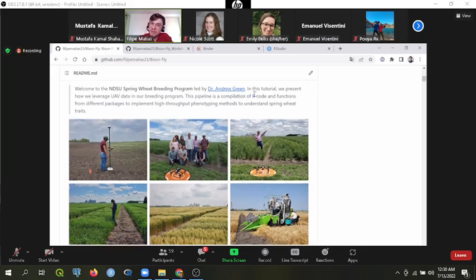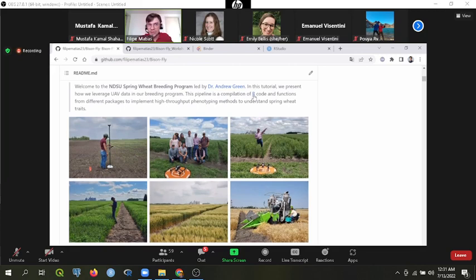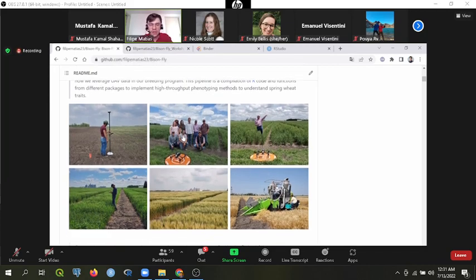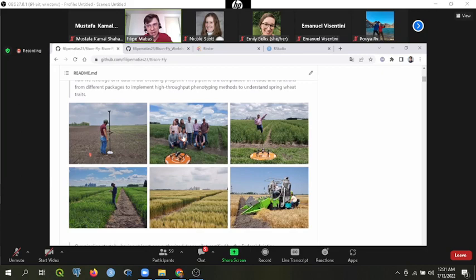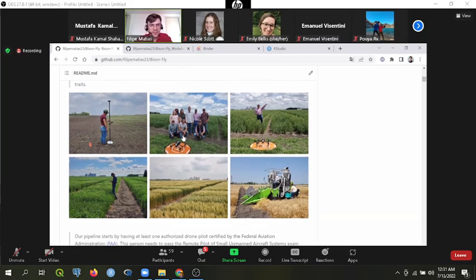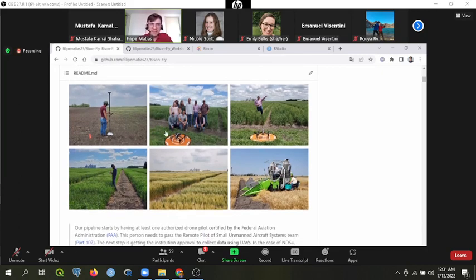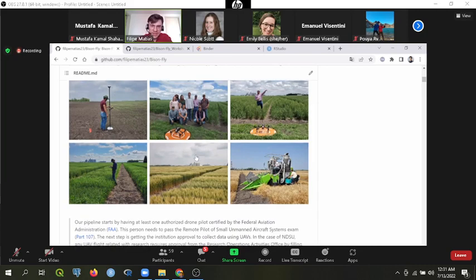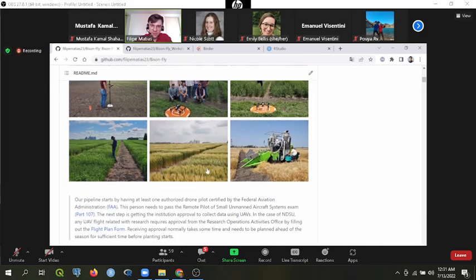For doing this pipeline, you need to install R. In this case, you do not need to install because we are using Binder, but feel free to follow the pipeline to install all the necessary packages on your computer afterwards. Here are some fields where we collected data last year at North Dakota State University. Here's our group, and some views from the farm.